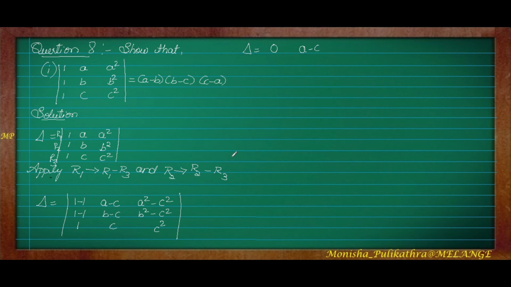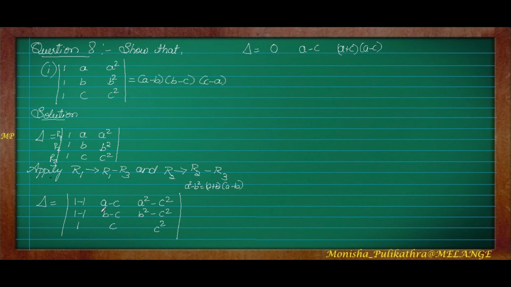We know from algebraic identities there is a formula: A square minus B square is A plus B into A minus B. So this is the algebraic identity. In the same form I will be expanding A square minus C square and B square minus C square. So A square minus C square is equal to A plus C into A minus C.